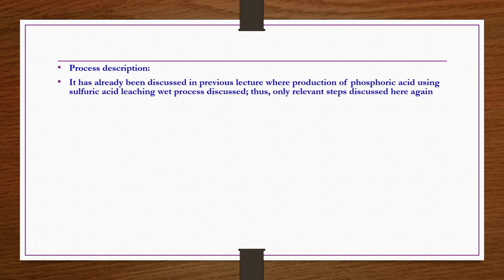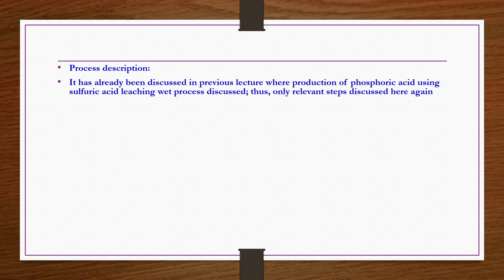Whatever we discussed in the flowchart is provided as a process description here. This process we already discussed in the previous lecture, where we were discussing production of phosphoric acid using wet processes. Now here we discuss once again, however only the relevant things. What are the relevant things for the production of ammonium phosphate? One is the neutralization section, another is the granulation section. Those we are going to discuss here.